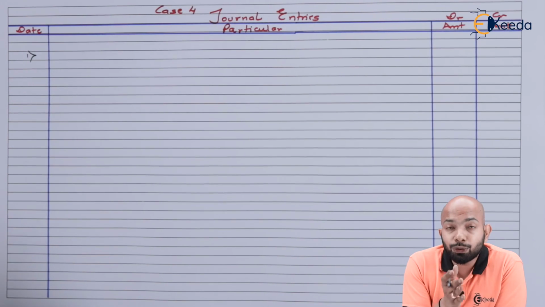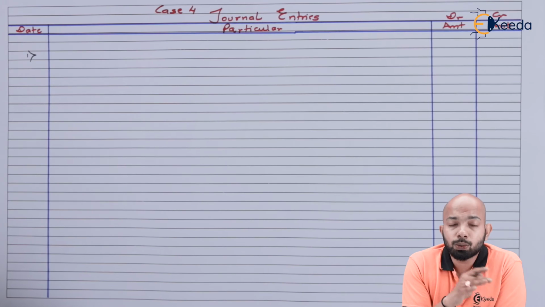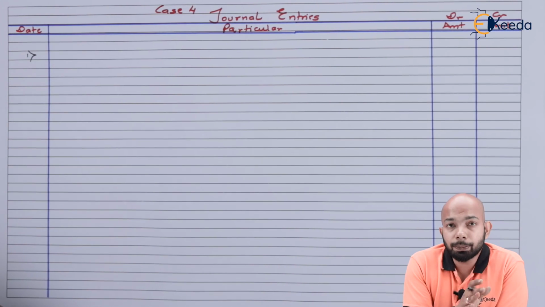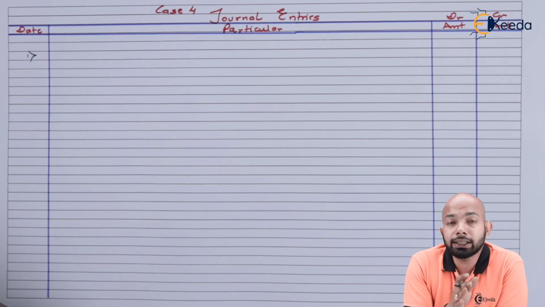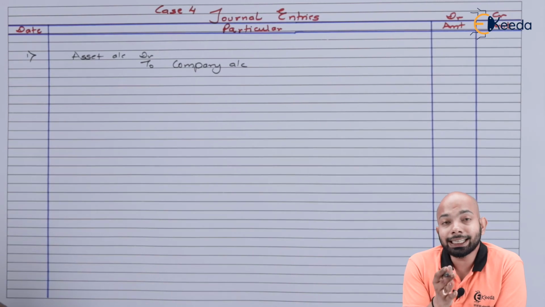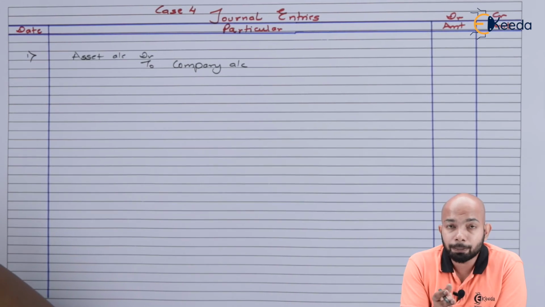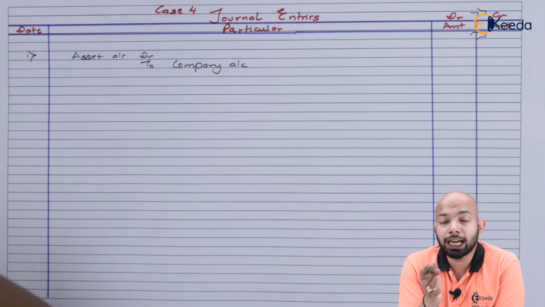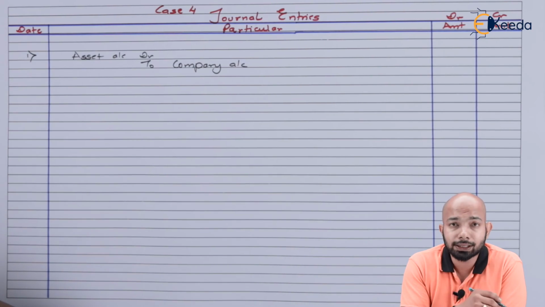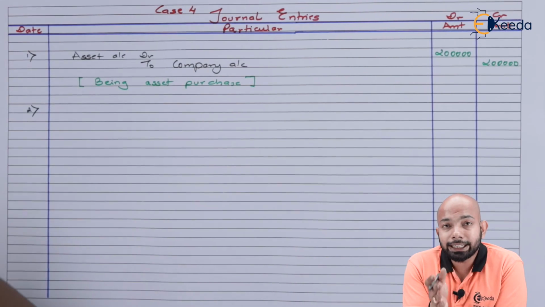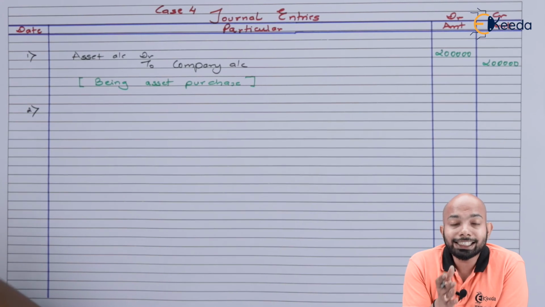Now the case 4 is a little different as compared to the previous one. Here there is an asset that has been purchased. So we'll first mention the entry related to asset. The entry that has been passed here is asset account debit to company account, which refers to 2 lakh being the book value or the value of the asset here.